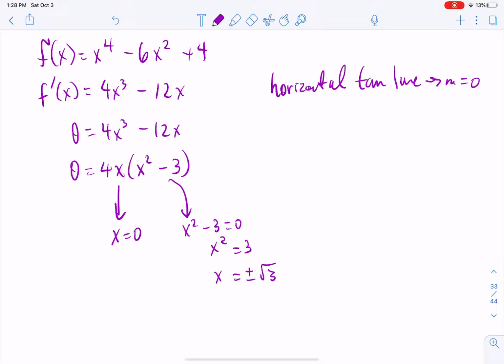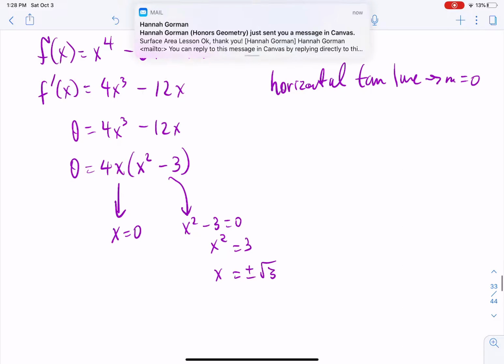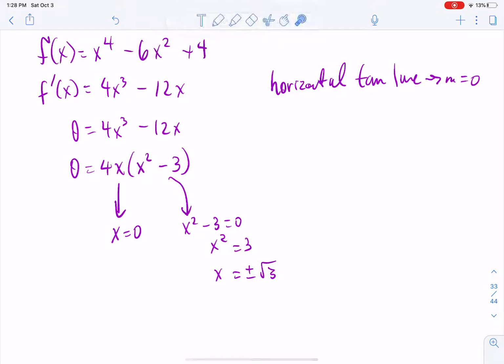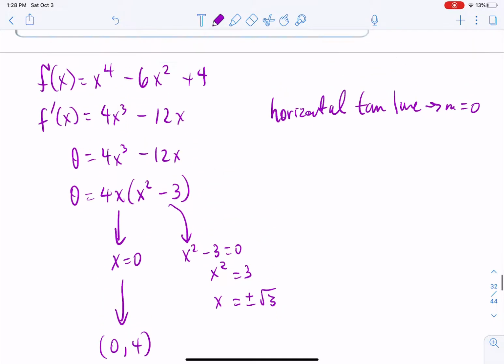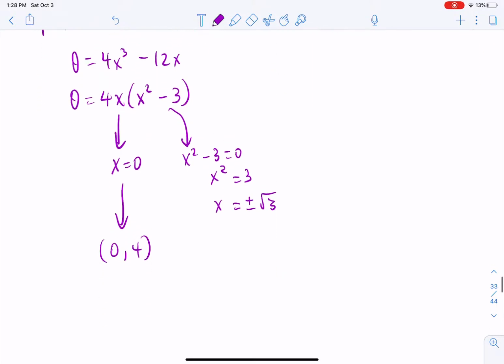If I plug 0 into this function, I just get 4. So here I've got (0, 4). All right, well, what about the y values for the other ones? Okay, let's see if we can handle this.